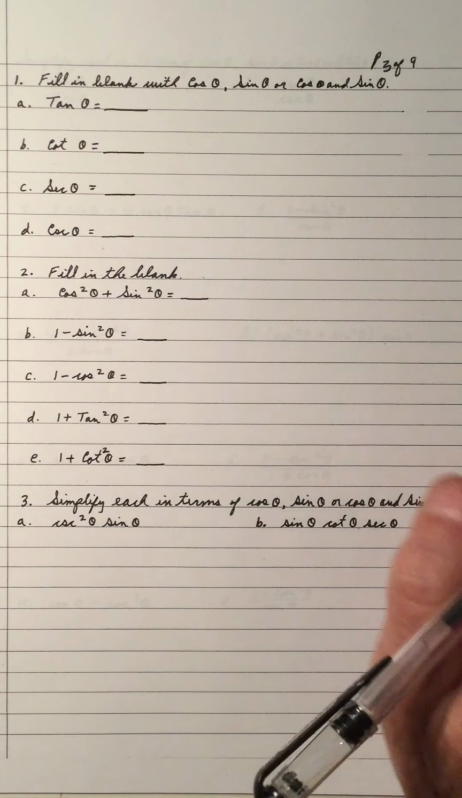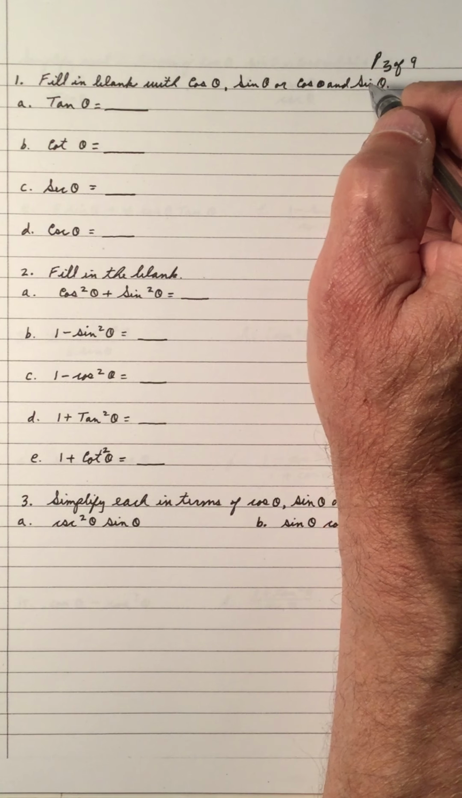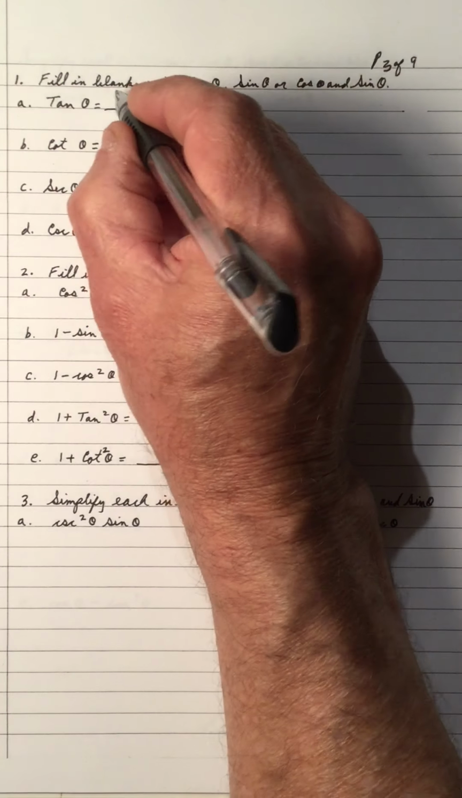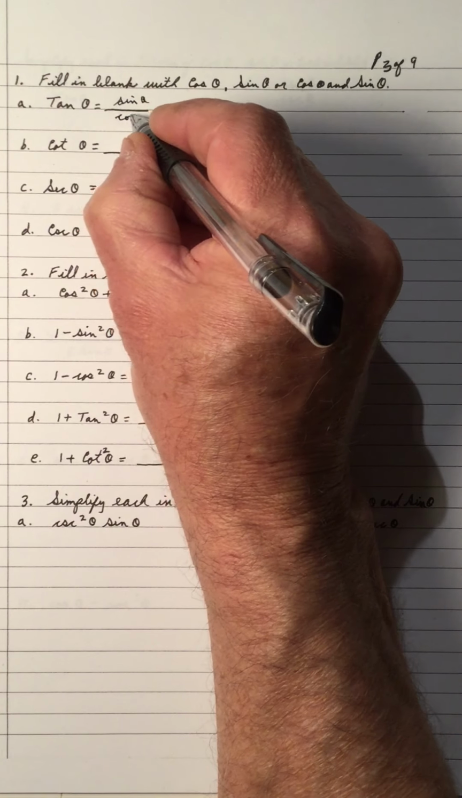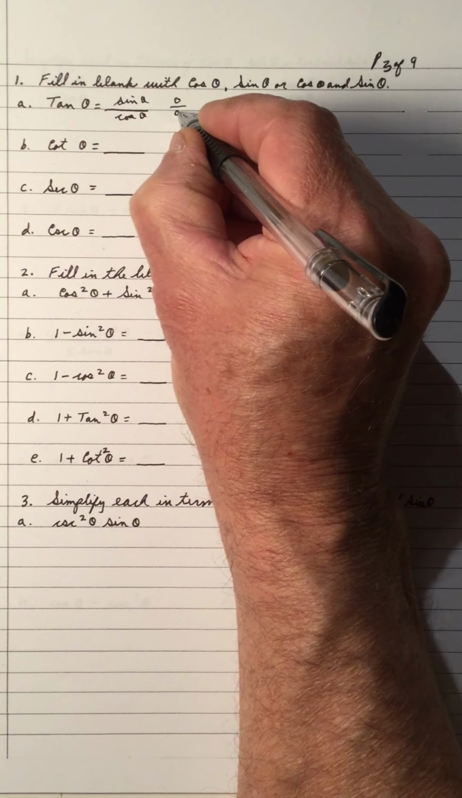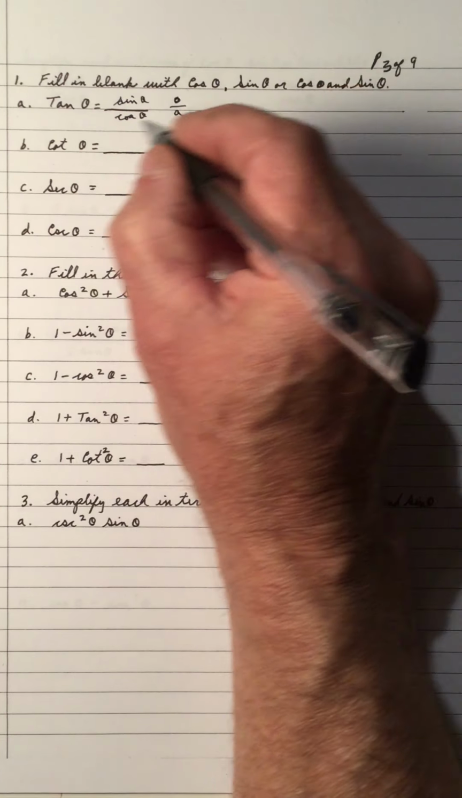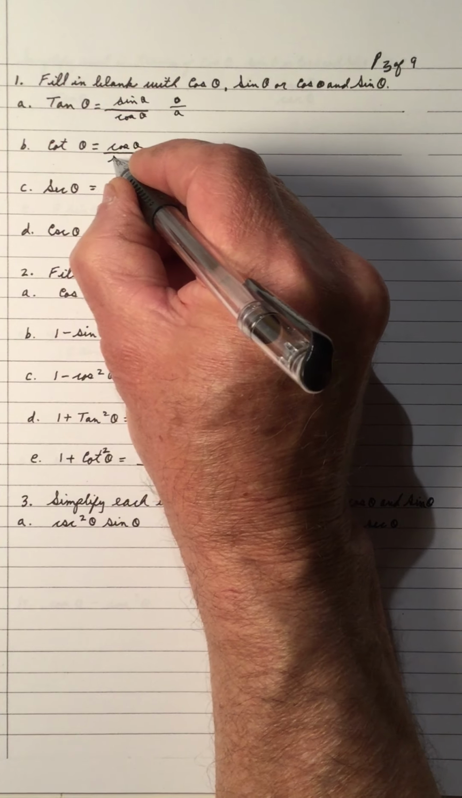And now we have fill in the blank with sine, cos, or sine and cos, or cos and sine. And our name for tan is sine over cos. Remember, sine is opposite over adjacent, and the opposite has sine, and the adjacent has cos. Cot is the reciprocal, so it's cos over sine.